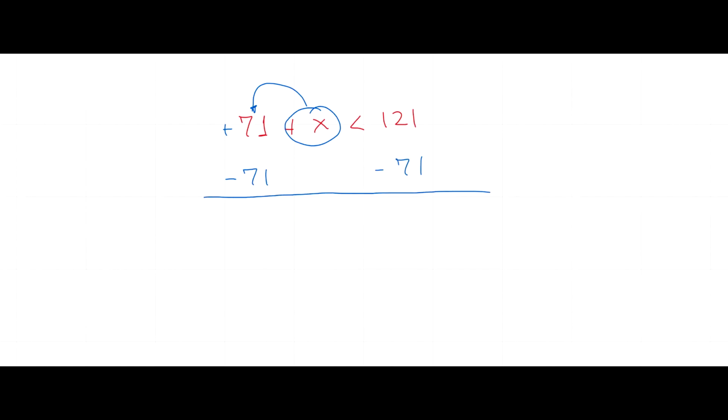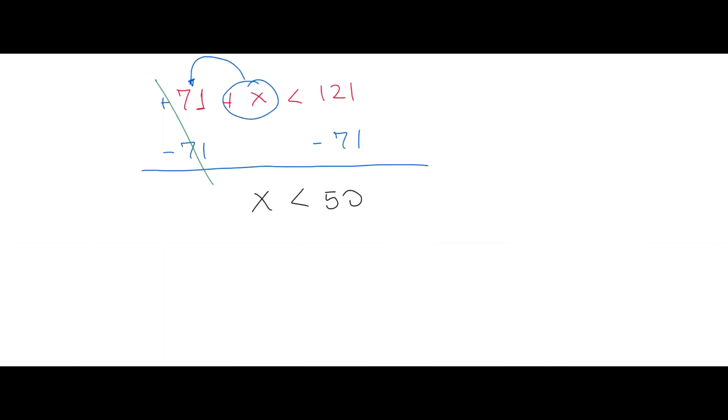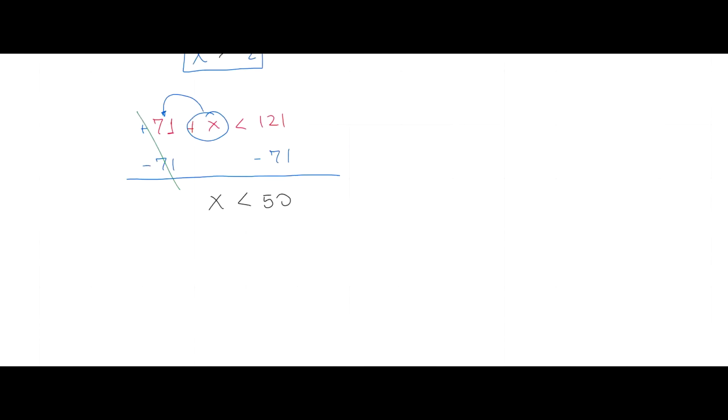Cancel out these two numbers. Bring down the x. And when you subtract these two numbers, you get 50. So this is going to be your final answer. X is less than 50. Now, if you want to graph this, it will be like this.